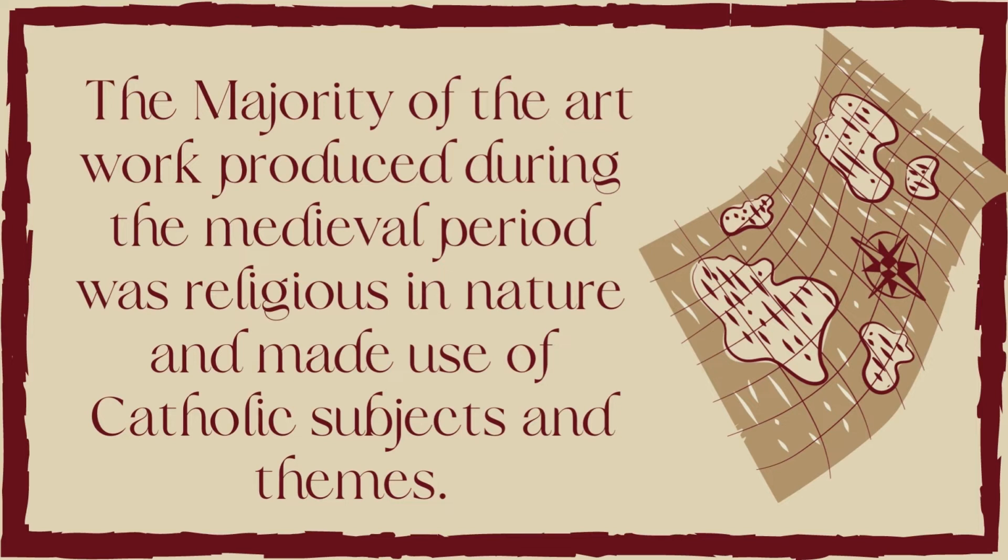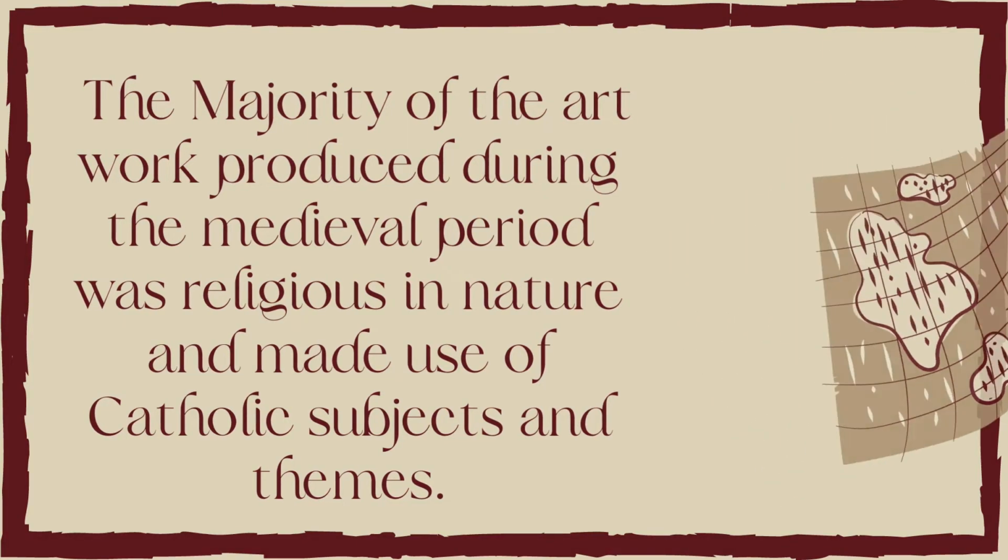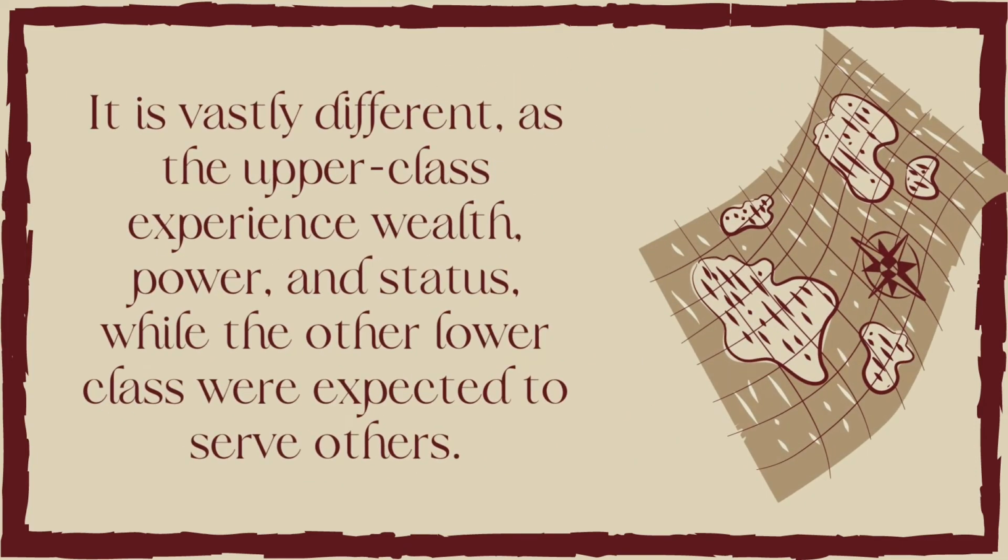Society was made up of the richest members and peasants who were forced to answer to the nobles controlling their land. It was vastly different, as the upper class experienced wealth, power, and status, while the lower class was expected to serve others. Due to this, a distinction existed between the two, which was only bridged by the presence of religion. This is the reason why many individuals of the early times were priests and monks. In addition to this, being artists, as religion played a major part in daily life within the medieval period.